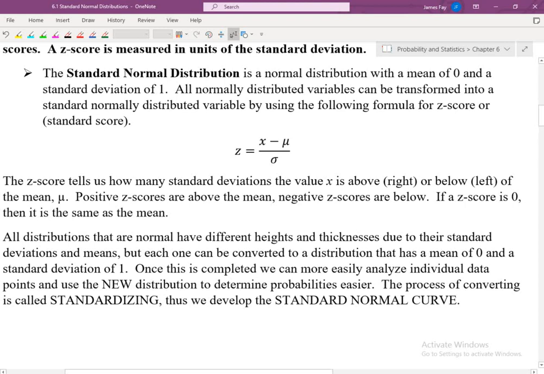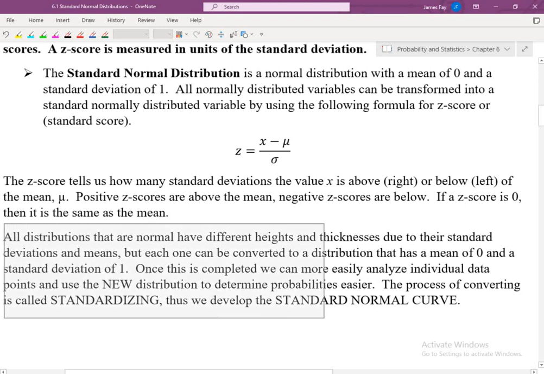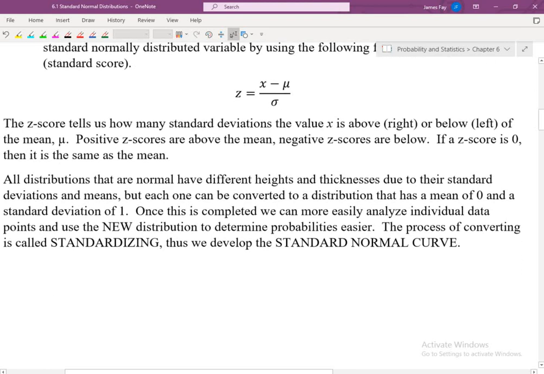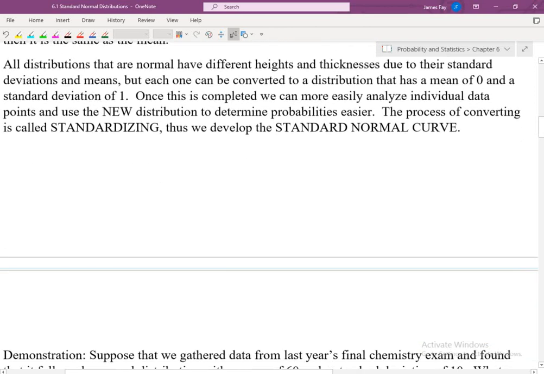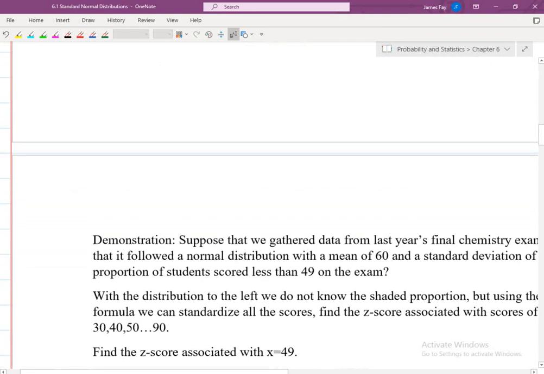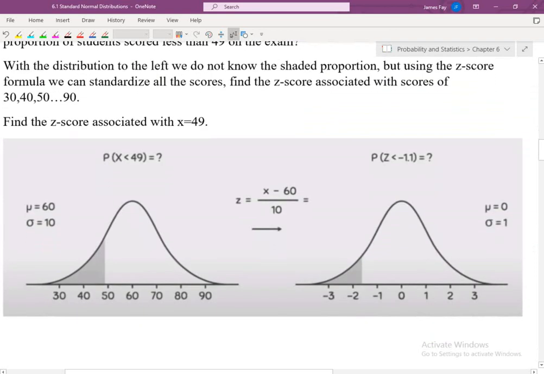Some of the activities that we go through are going to try to convince us of that paragraph there. So once this is completed, we can easily analyze individual data points and use the new distribution to determine probabilities more easily. It's called standardizing, hence where we get the word standard normal curve. So this is a demonstration. This hopefully will explain this with an example.